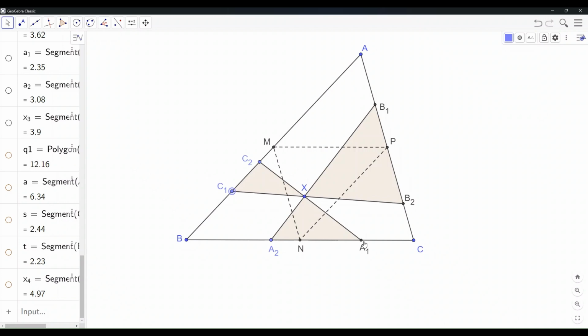Second, adjusting the second line so that the triangle BC2A1 is as small as possible. And finally, adjusting the third line to come up with a small triangle CA2B1. These three triangles completely cover the triangle ABC with three overlapped areas. They are exactly our target triangles.